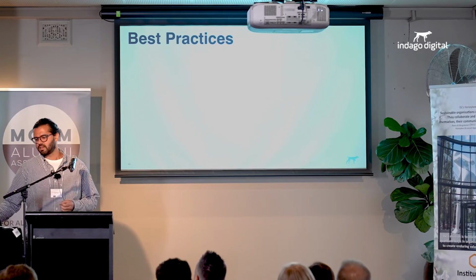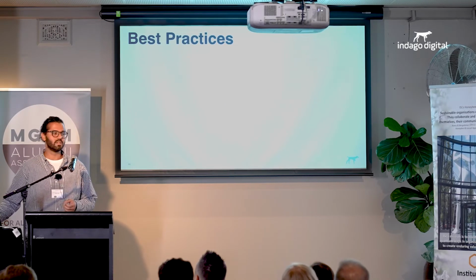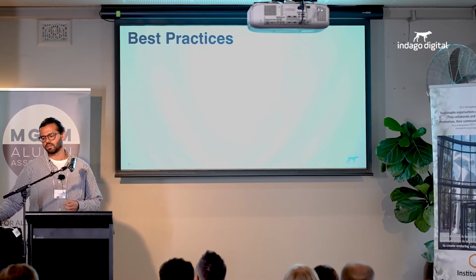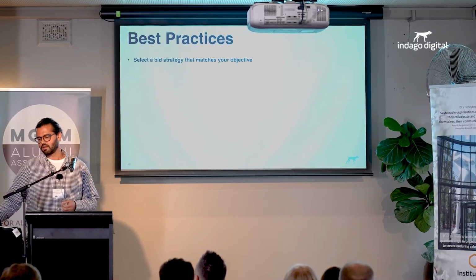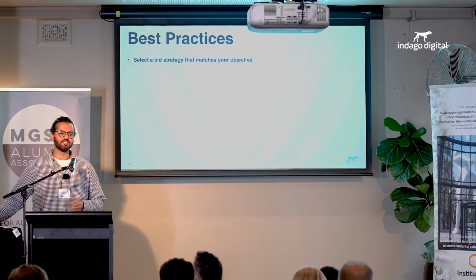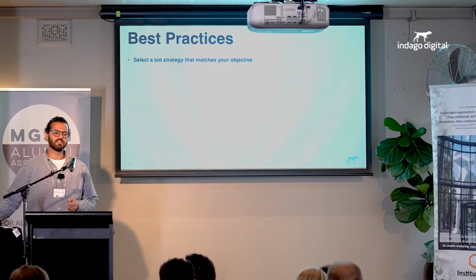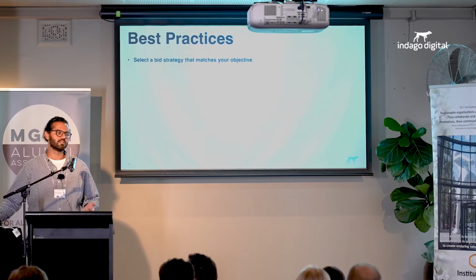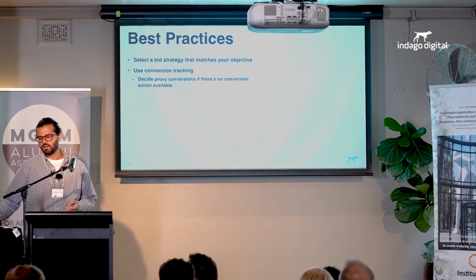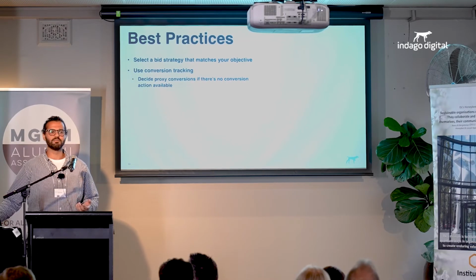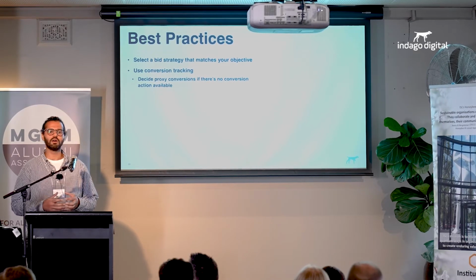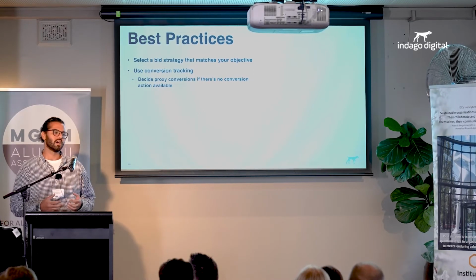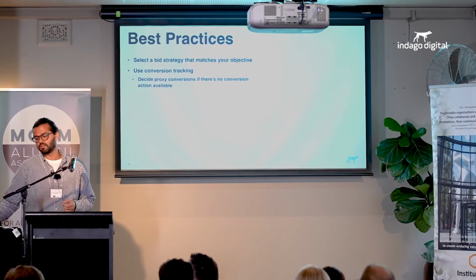There are some best practices that you should be following. Some of them we've already spoken about, but reiterating again. Obviously select a bid strategy to match your objective. If your objective is return on ad spend or a revenue type objective, you should be looking at implementing a strategy that does that. Use conversion tracking again. This is pretty important because, as I said, the conversion focused bid strategies do tend to work better. So the more conversion focused data that you can provide to a bid strategy, the better the performance will be, hopefully.